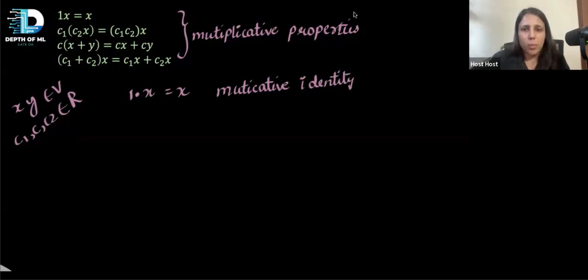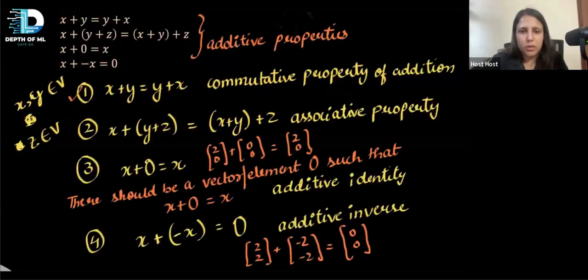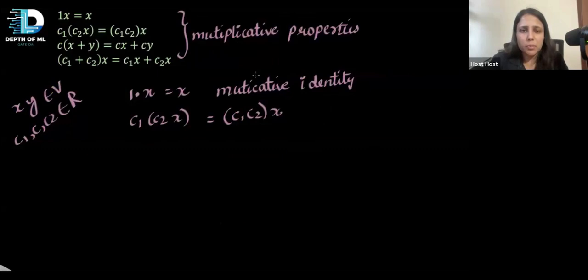Another property is, so these properties are very similar in additive and multiplicative properties. I have two constants, c1 and c2, which I have taken from the real numbers or the scalars. And no matter in what order I multiply them with x, it should give me the same value, right? So what is this property called? Anyone can answer? Associative property, right? So this is the associative property of multiplication.